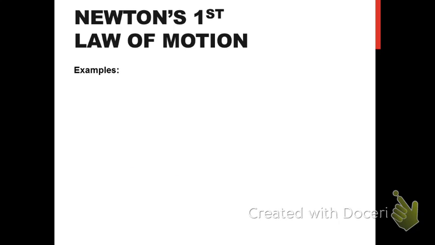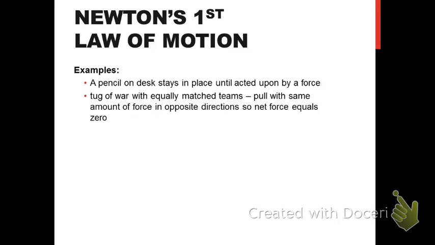And a couple examples of Newton's first law of motion. One of them would be a pencil that is just sitting on a desk. That pencil is not going to move unless some sort of force is acted upon it. Say, for instance, your hand or something of that nature. Another type of force would be a tug-of-war battle between two equally matched teams. And if they are pulling in opposite directions with the same force, there's going to be no net force.